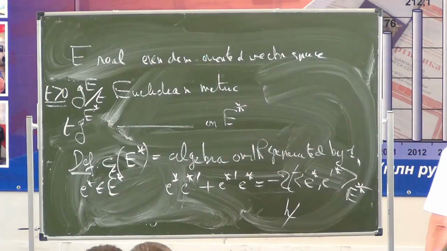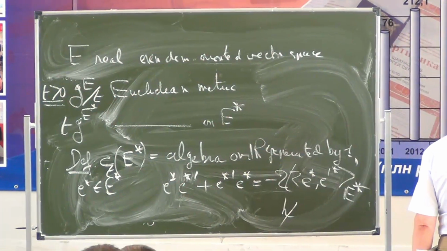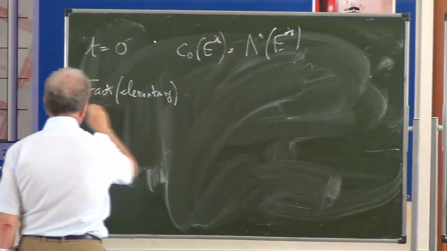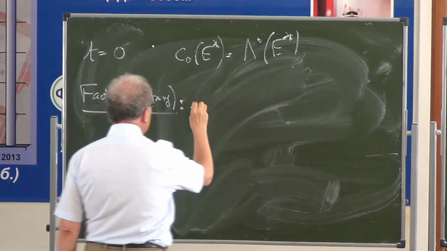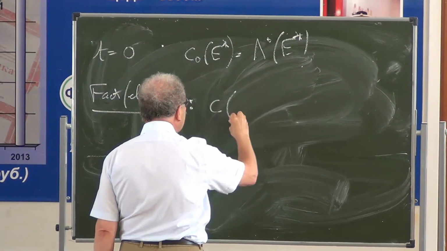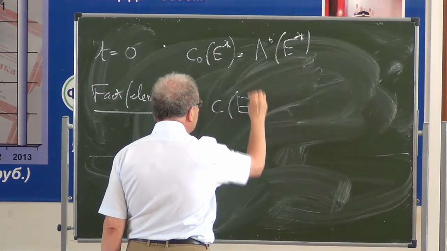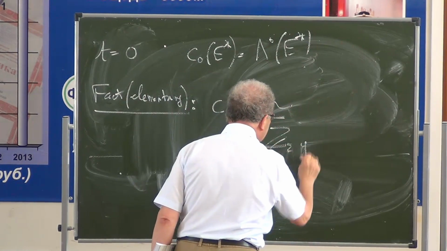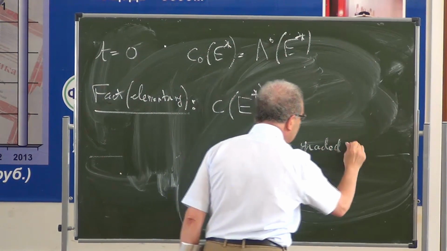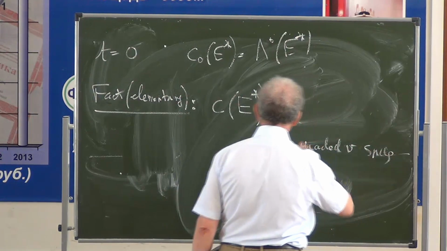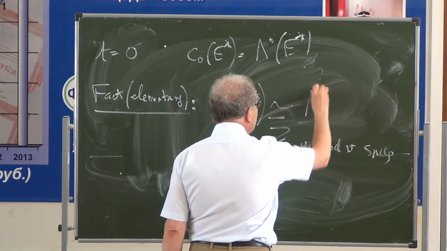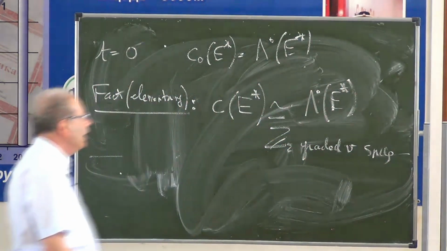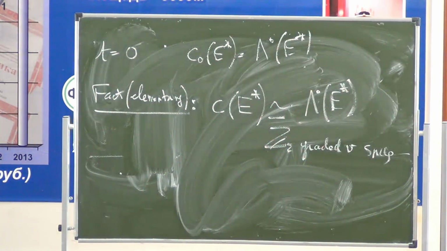So these are facts, and these are actually elementary facts, that there is a canonical isomorphism of Z2-graded vector spaces. It is not an isomorphism of algebras, but of Z2-graded vector spaces, which says that the Clifford algebra is canonically isomorphic to the exterior algebra, not as an algebra, but as a vector space.